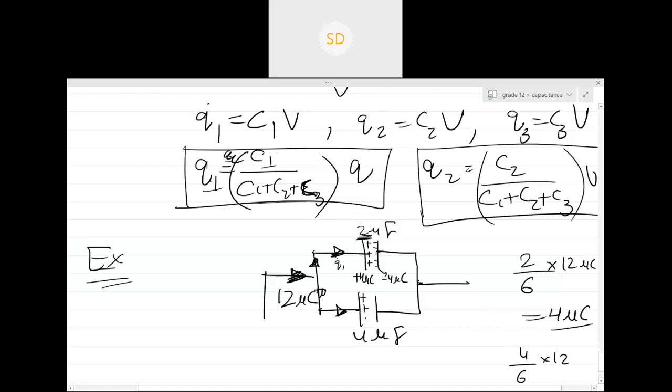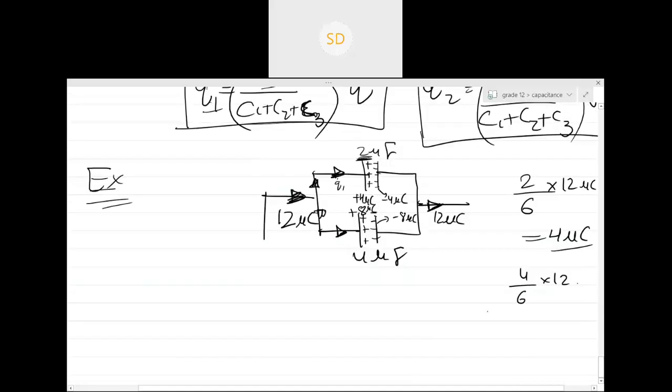We'll do a little more practice on this. We'll do much more practice for this so that it will be much clearer. It will become 8 microcoulomb and this will become minus 8 microcoulomb. Are you clear? Is this clear, guys? So basically, this is how you will divide the charge.